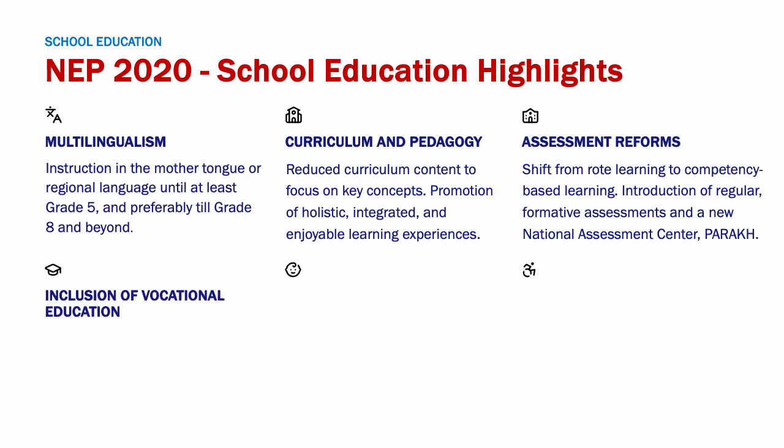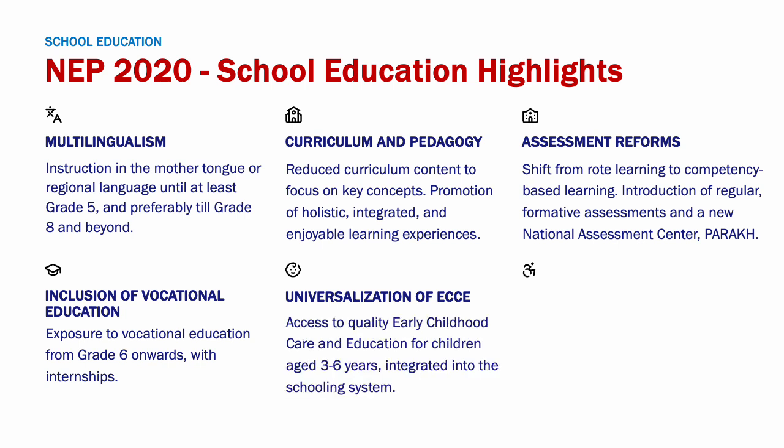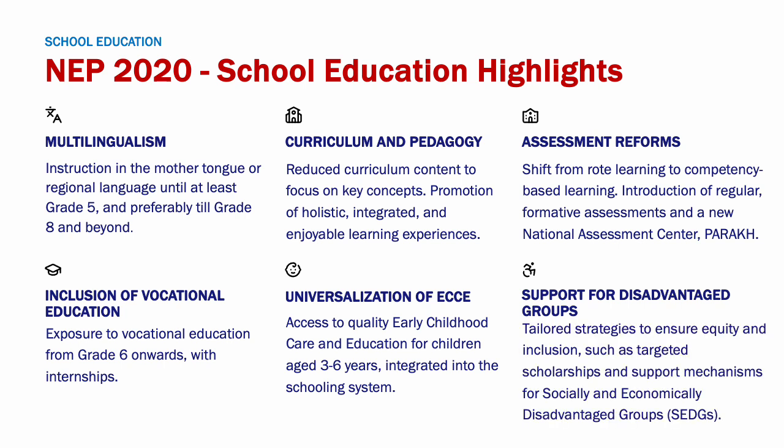Inclusion of vocational education: exposure to vocational education from grade 6 onwards with internships. Universalization of ECCE: access to quality early childhood care and education for children aged 3 to 6 years, integrated into the schooling system. Support for disadvantaged groups: tailored strategies to ensure equity and inclusion, such as targeted scholarships and support mechanisms for socially and economically disadvantaged groups.